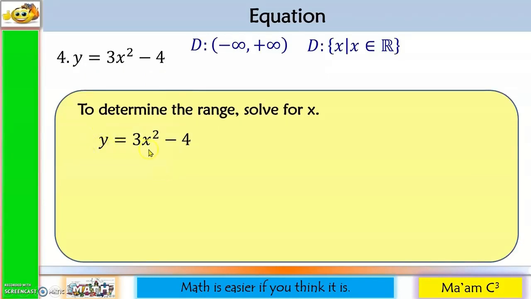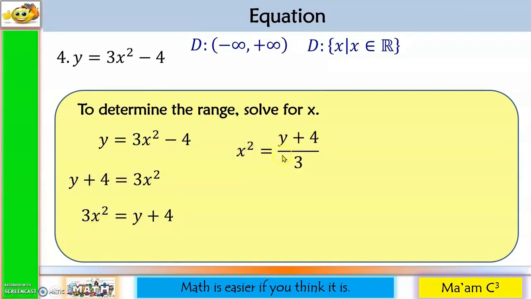So y is equal to 3x squared minus 4. Let us move negative 4 to the other side. Y plus 4 equals 3x squared. Let us switch places. And then we divide both sides by 3. So we have x squared is equal to y plus 4 divided by 3. Then take the square root of both sides. So this will become x equals the square root of y plus 4 over 3.